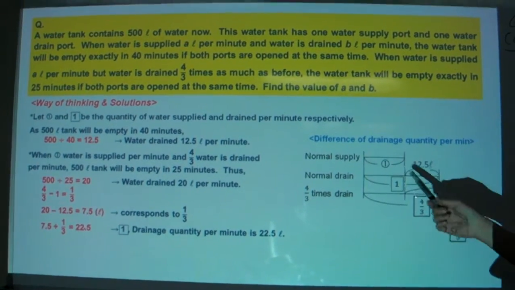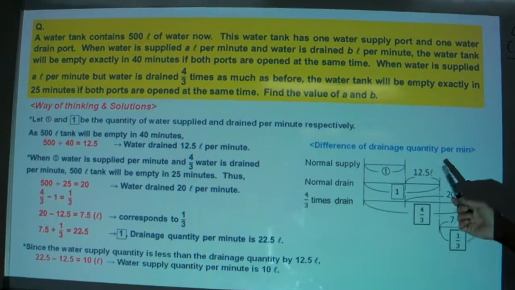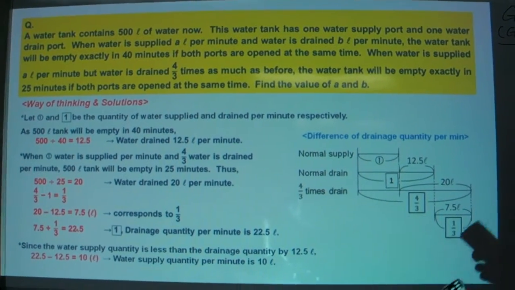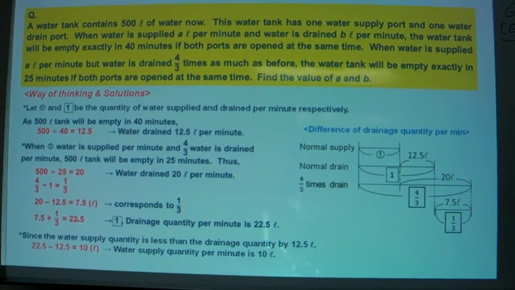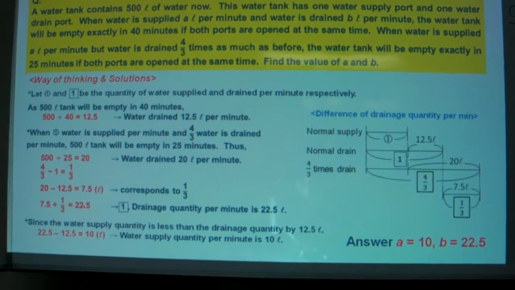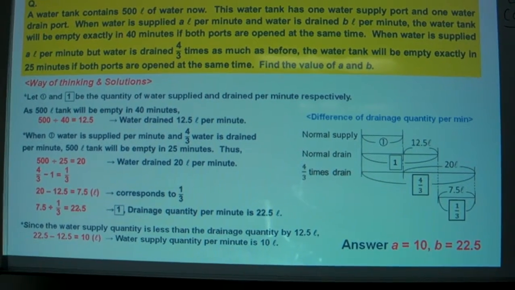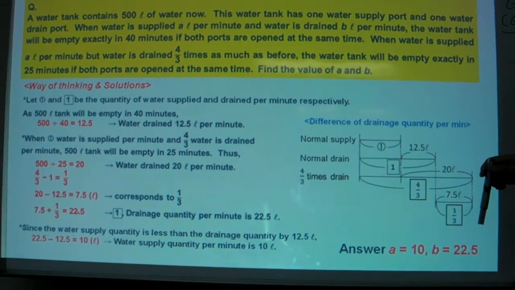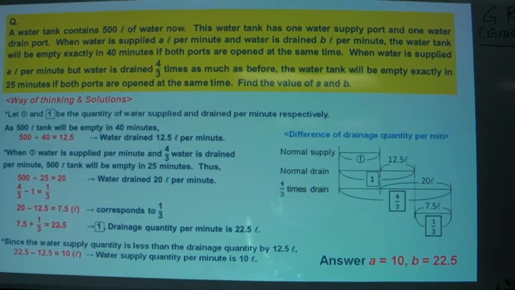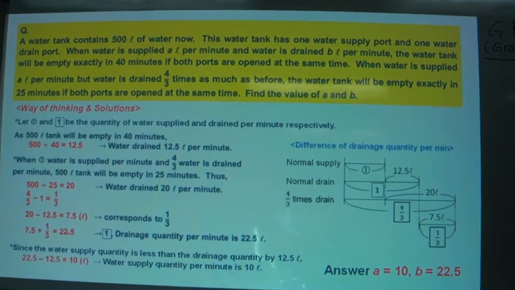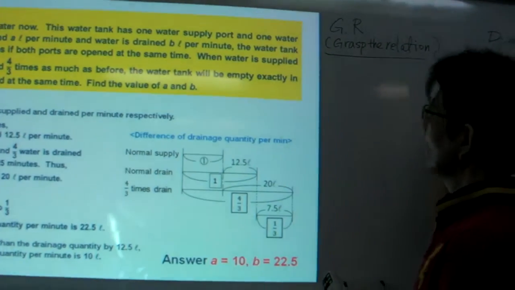So the value of A, the supply, is 12.5 liter less than 1 square, so exactly 10 liters. Now we got the answer. In the normal condition, water flows in 10 liter per minute and goes out 22.5 liter per minute. Now we got the answer. Okay, but how to apply the diagram, right?